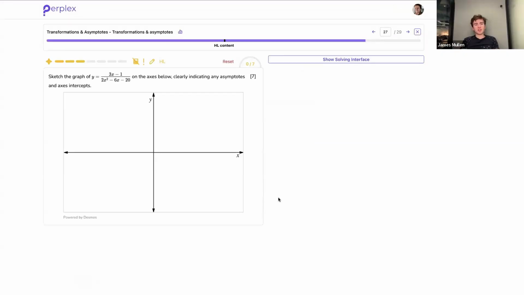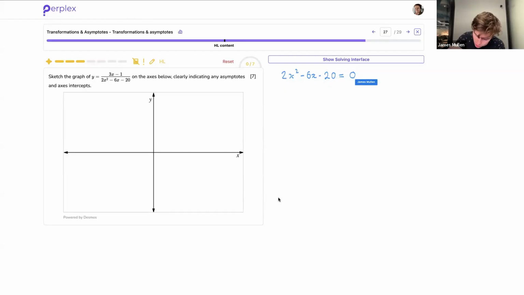So I'm being asked to sketch the graph of y is equal to 3x minus 1 over 2x squared minus 6x minus 20. So I have a rational function with a linear divided by a quadratic. So what I'm going to need to do is find the roots of the quadratic, because when the denominator is 0, I'm going to have vertical asymptotes. So let's start by solving 2x squared minus 6x minus 20 is equal to 0.